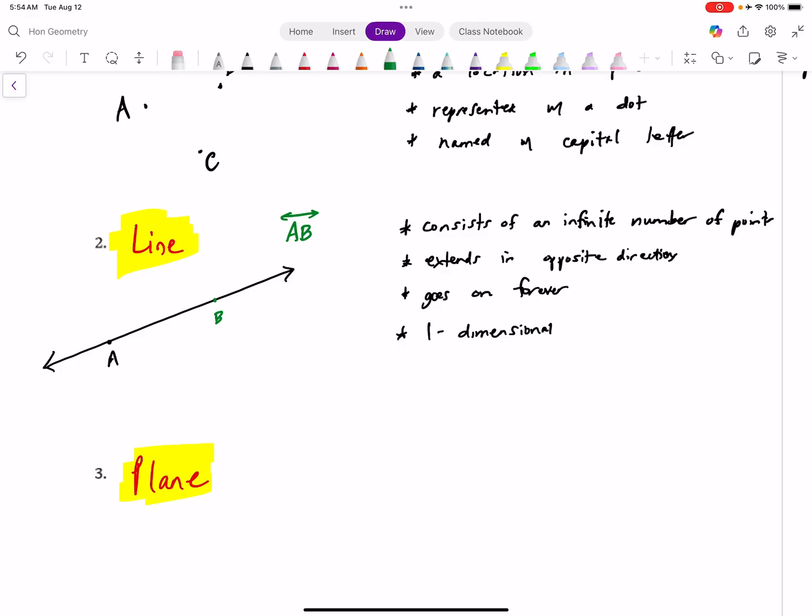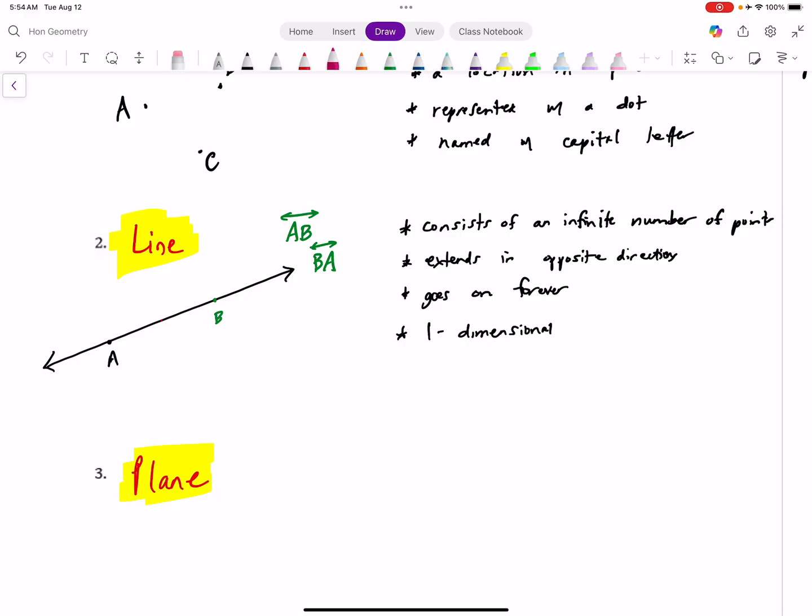So to name a line, you need 2 distinct points, and you put the line symbol on top. It doesn't matter if you call it line AB or line BA. Nobody cares. It's going through B and through A and keeps on going forever. So the order that you write them down does not matter.